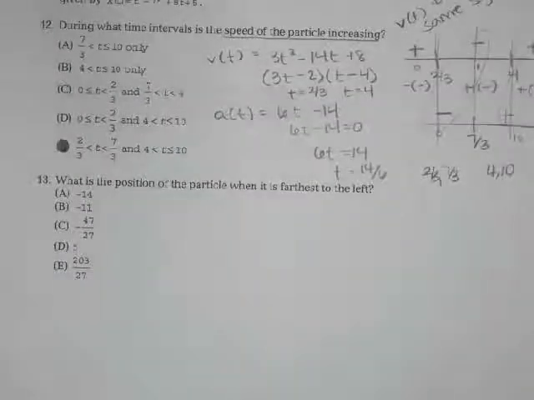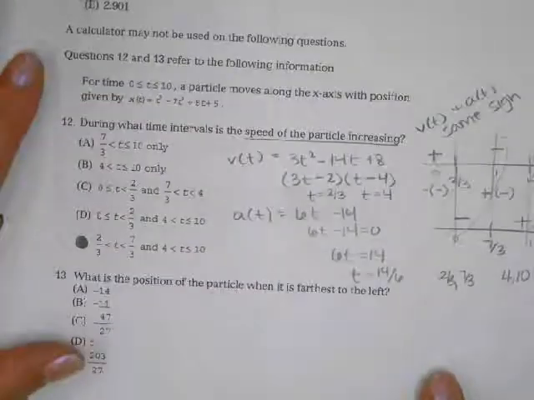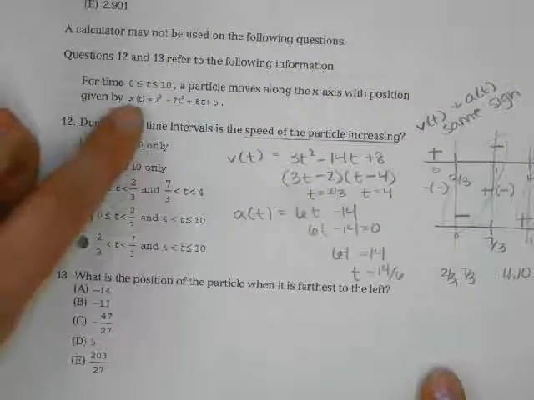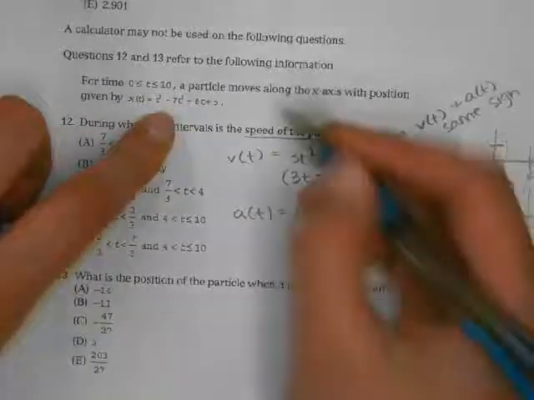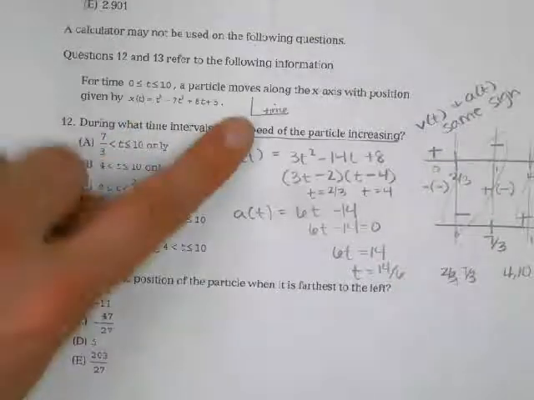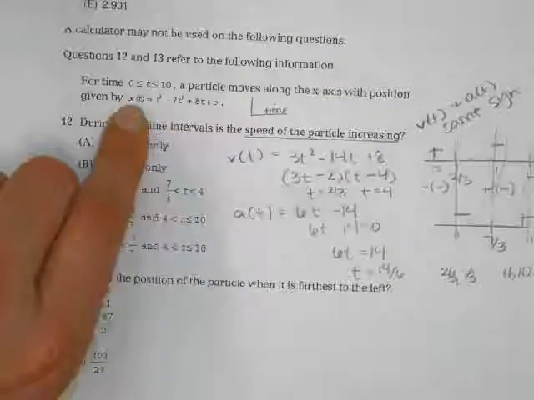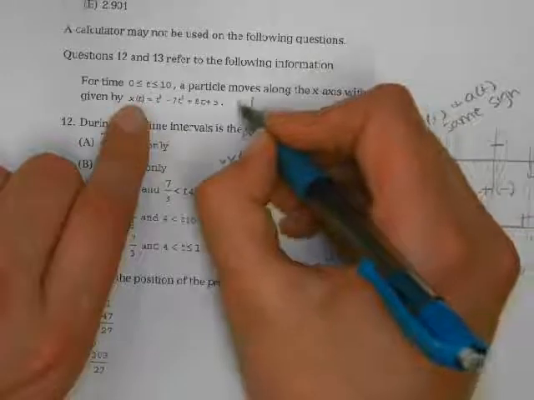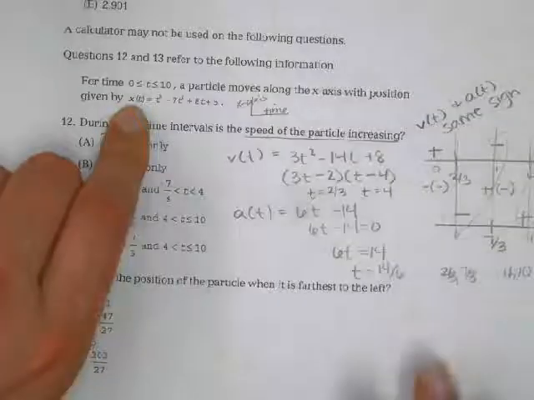All right, now here it says, what is the position of the particle when it is the farthest to the left? So we know it's the farthest to the left when the x value is the most negative, because x is left and right. Now this is kind of an interesting problem because our x-axis is actually representing time, and our y-axis in the problem is kind of acting like our x-axis, if you can see that.